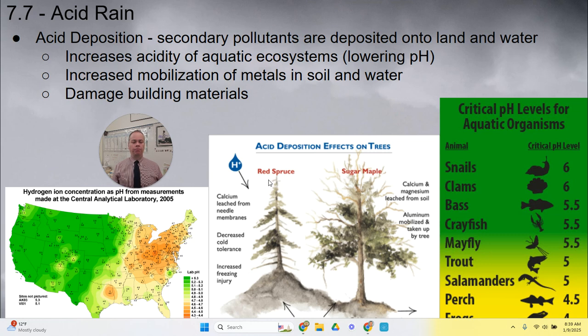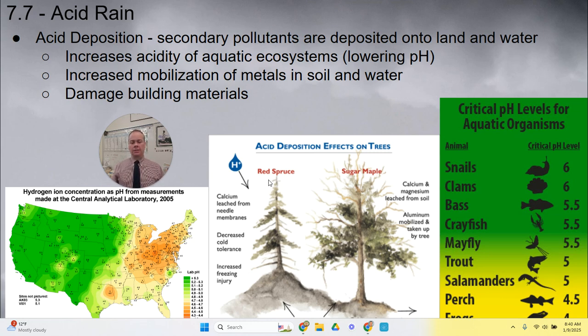One species that is vulnerable is red spruce. There are large forests of red spruce in more northern latitudes and at high elevations, and they are vulnerable to the effects of acid deposition. The calcium from the needles of red spruce can be leached out. They can be damaged, reducing photosynthesis and also reducing their tolerance to cold and freezing.